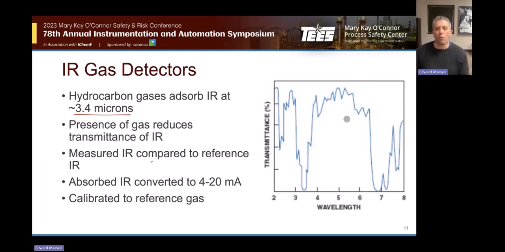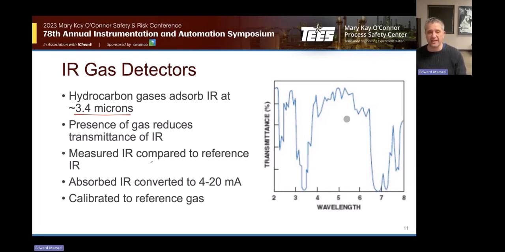Okay, so what we're doing in the detector is we're comparing the measurement of infrared radiation that is coming back to the detector against the amount of infrared radiation that was sent out of the detector, and the difference between those relative frequencies, or the amplitude of those frequencies, is going to get converted into a 4 to 20 milliamp signal. Now, once again, we are going to calibrate to a reference gas.